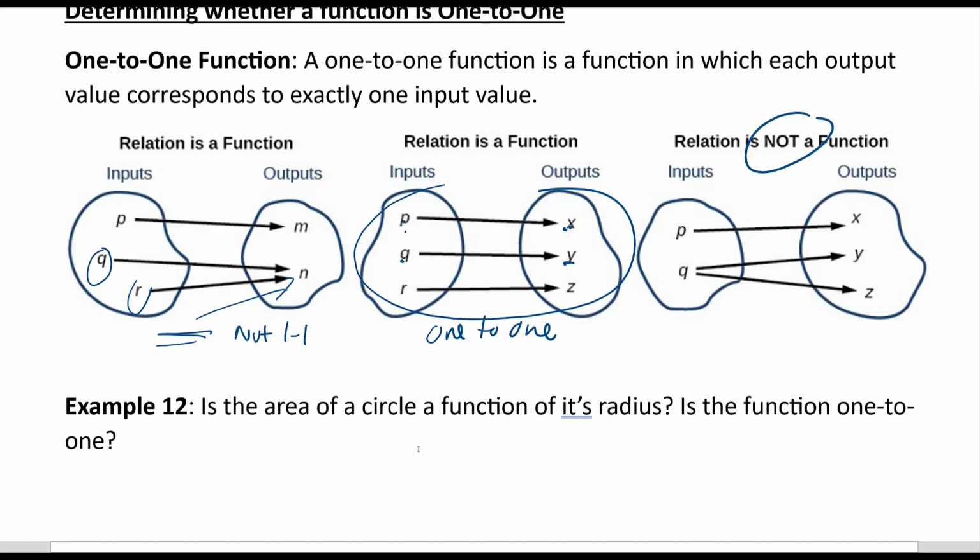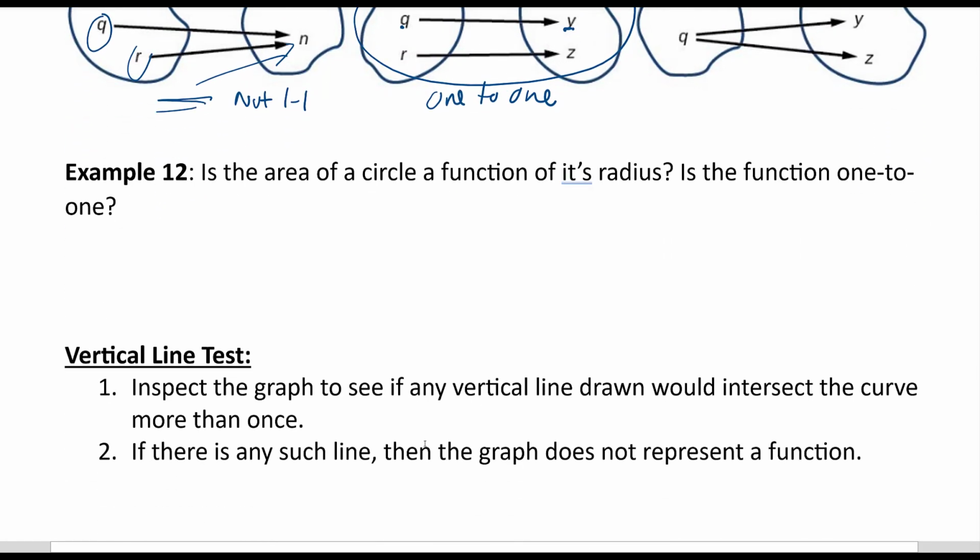So, question, is the area of a circle a function of its radius? Is the function one-to-one? Well, area is pi r squared. So the answer there is yes, it is a function. You could write area as a function of the radius. Now, is it one-to-one? Could there be more than one value to get there?